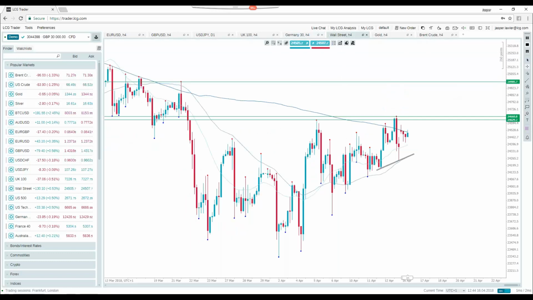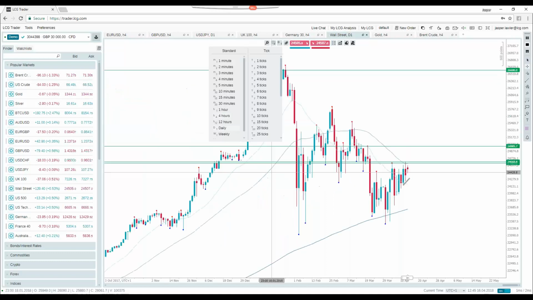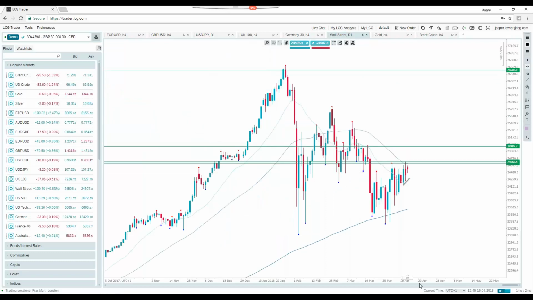And again, pretty similar theme across the indices. So let's jump up to the daily chart again. You can see this was our swing high level here, and we've reversed. Wall Street obviously leads the other markets, so we're a bit of a false break.